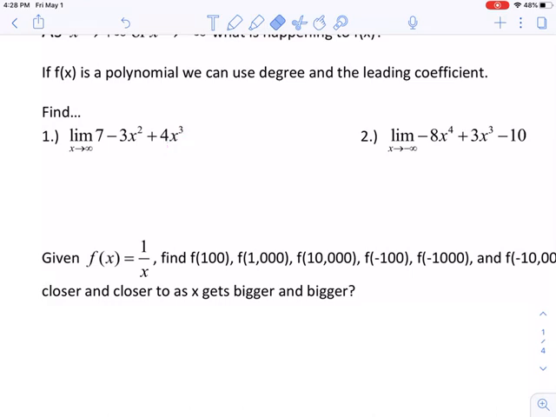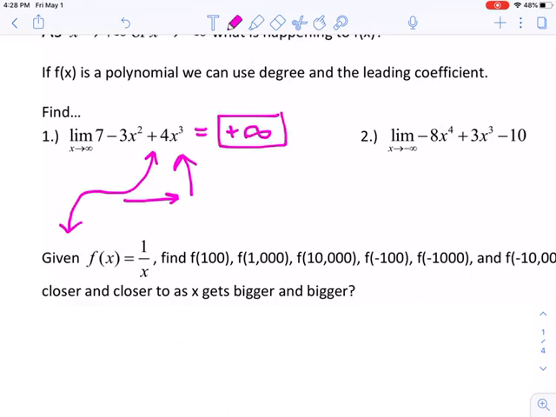So it might look something like this. So if I'm asking myself what's happening to this function as x is approaching infinity, as x is getting larger and larger, going to the right, my graph is shooting up. So that means that my limit would be positive infinity as x approaches infinity.